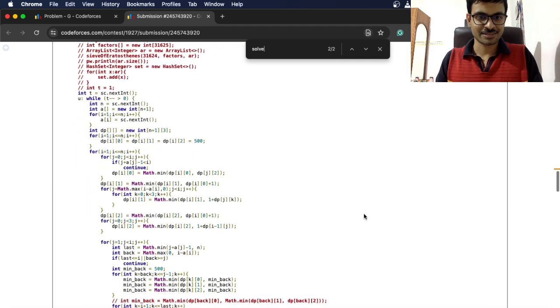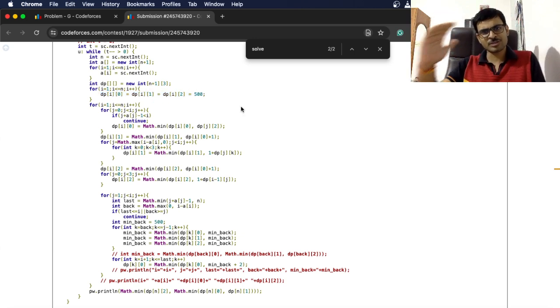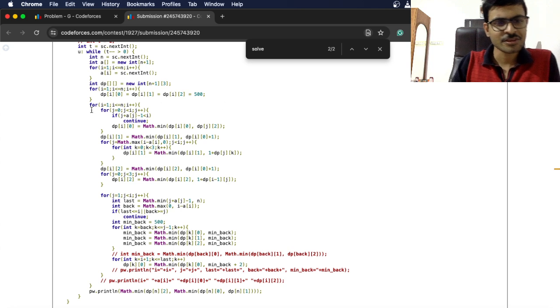I've done the same thing. I'm going to every I. I've initialized all these elements with 500. I know that the maximum value can be 100, so I've taken infinity as 500. dpi0 is going to be the minimum of the dpi minus 1, 2 or dpj2 values, the minimum of those.